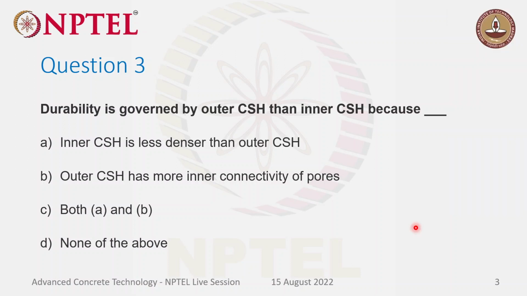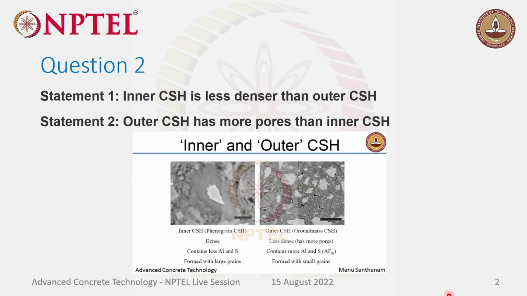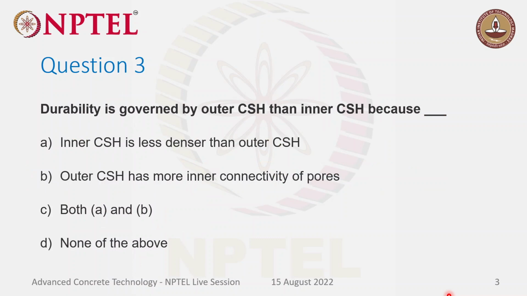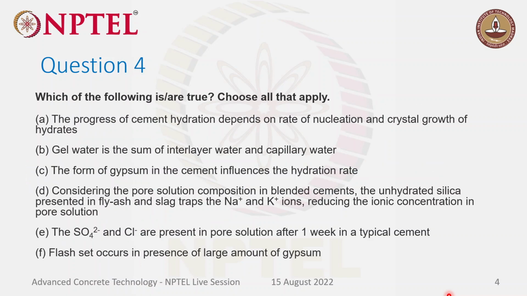So here is the question: durability is governed by outer CSH than inner CSH because... you have to find the reason. The correct answer is outer CSH has more interconnectivity of pores, because in the last question itself I showed that outer CSH has more pores. So there will be more interconnectivity of the pores as well. When there is porosity, durability will be affected. But when there is more interconnectivity between the pores, durability will be much more affected. So obviously durability is governed by the interconnectivity of pores. So option B is the right one.